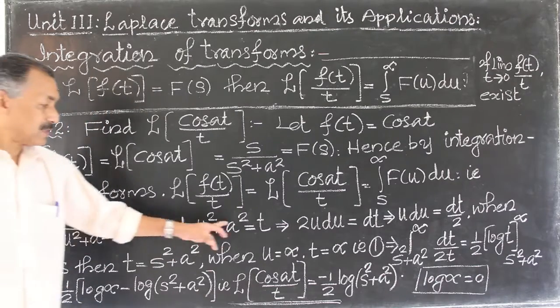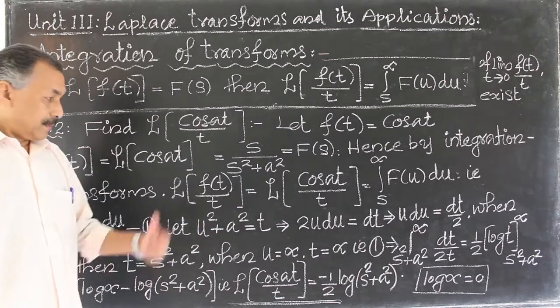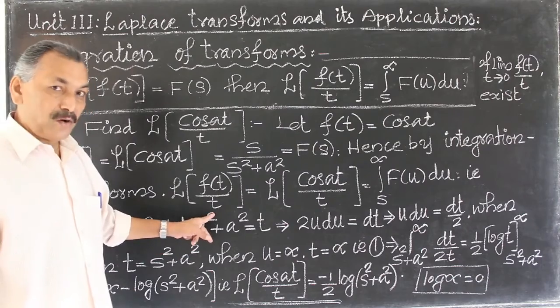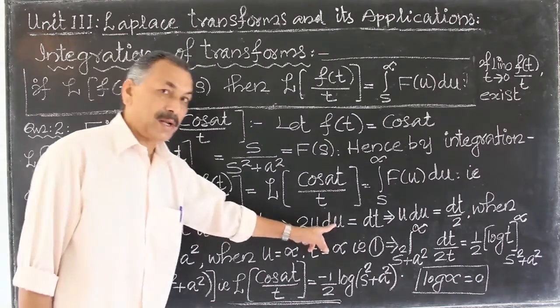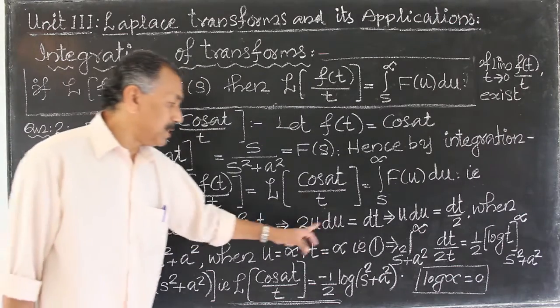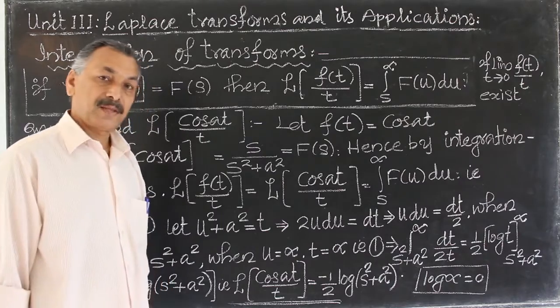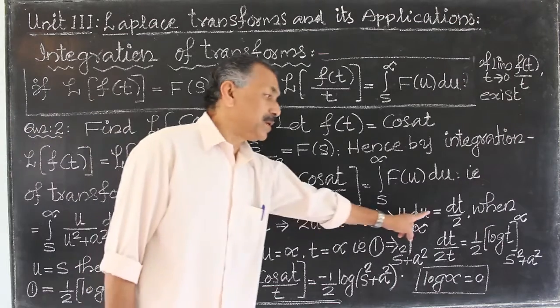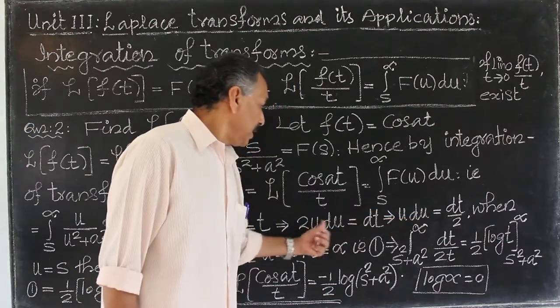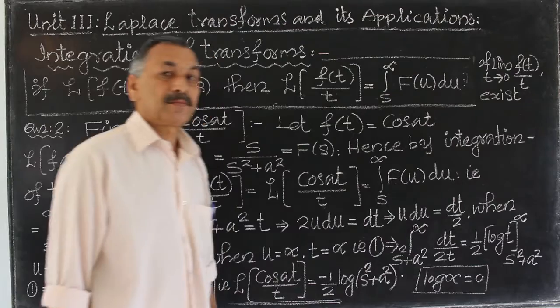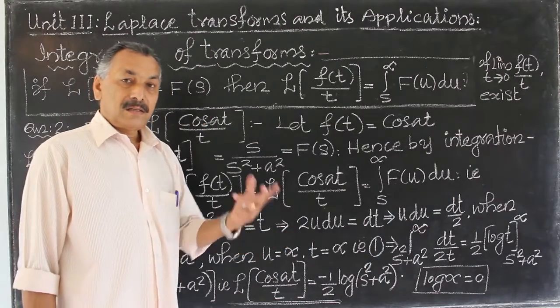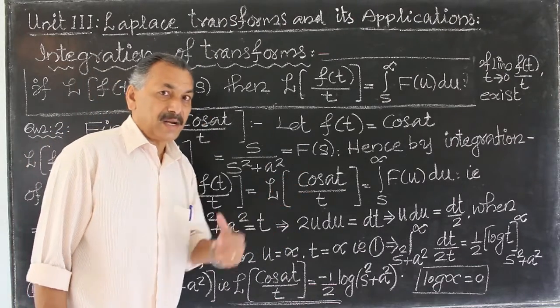Denominator u square plus a square is equal to t. Then differentiate: the derivative of u square, 2u into du, is equal to dt. Then what is u du? u du is equal to dt by 2. And consider the limits also.